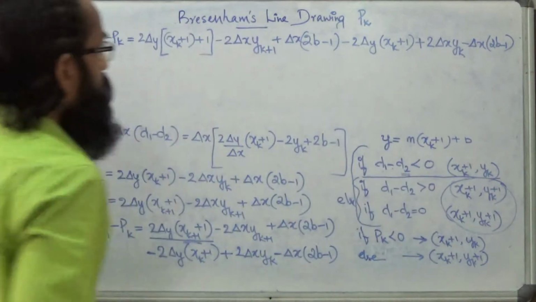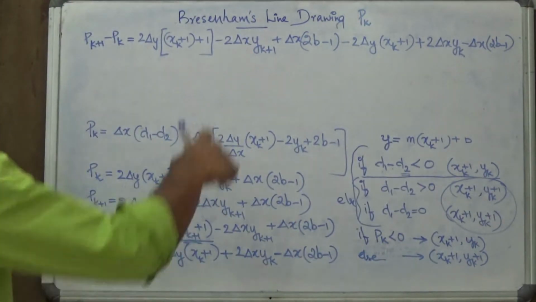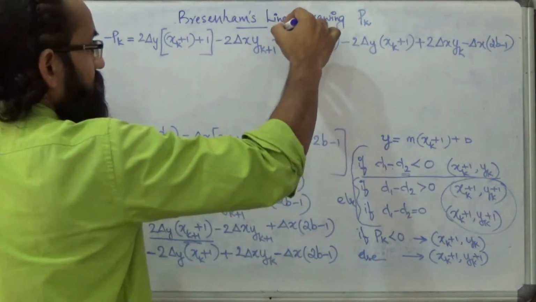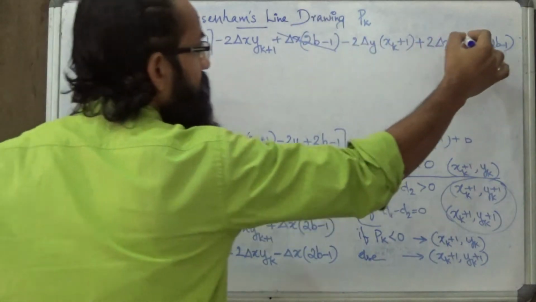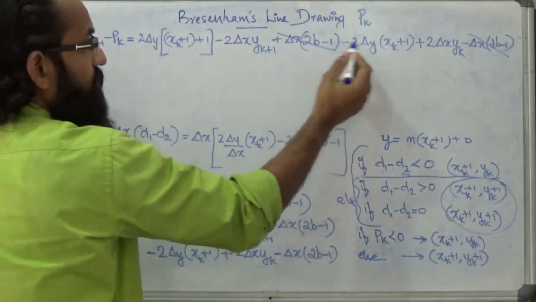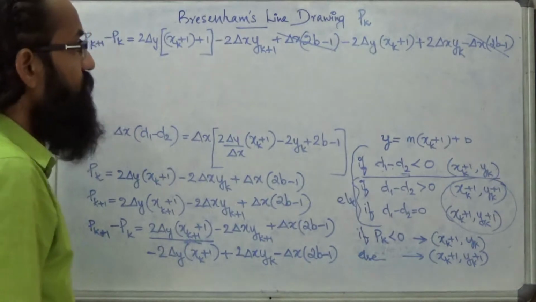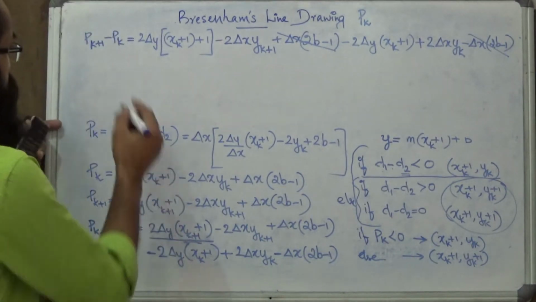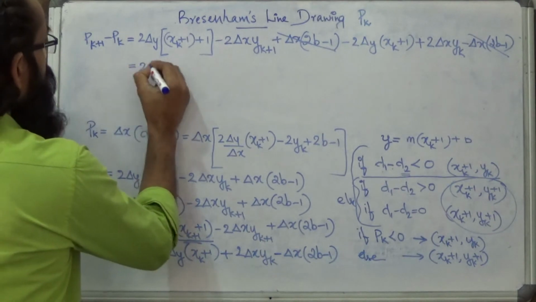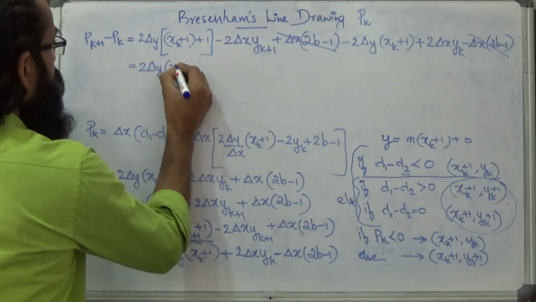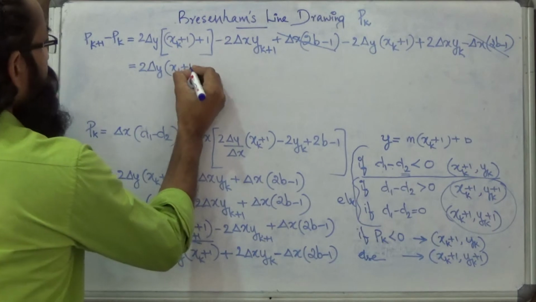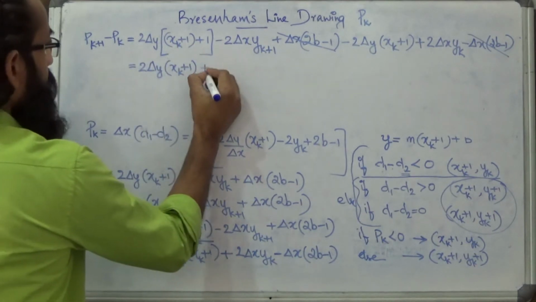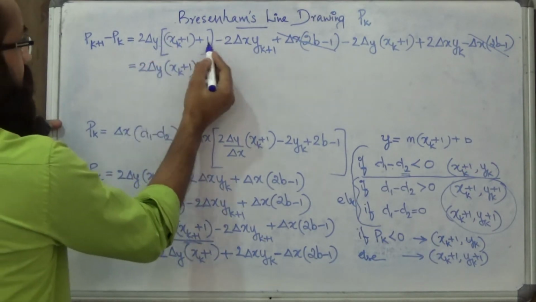(2b minus 1). So if we go through this equation, you can cancel these two, delta x into (2b minus 1) and minus delta x into (2b minus 1). Then this will be equal to 2 delta y into (xk+1), I am expanding this one, plus 2 delta y into 1.